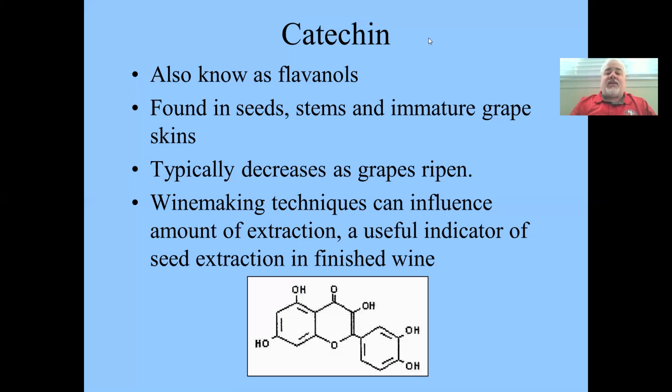So first, the catechins. You don't have to try to memorize the chemical structure down at the bottom here, but that is one of the catechin structures. Sometimes they're referred to as flavanols, and they're found in seeds, stems, and immature grape skins. So when you eat immature grape skins or bite into the seeds, you get a very strong catechin flavor. A lot of catechin is not good.